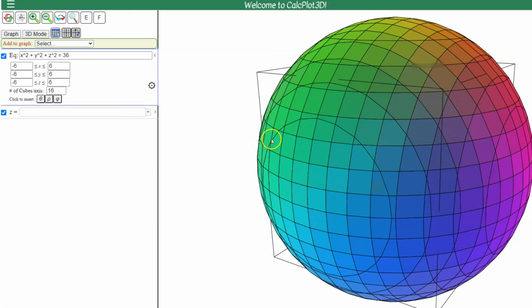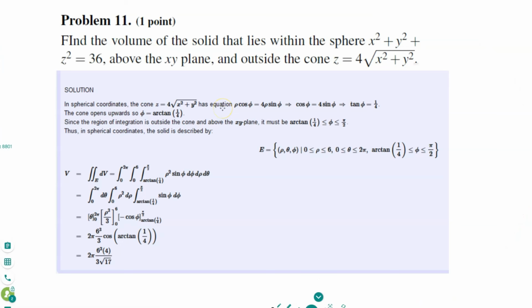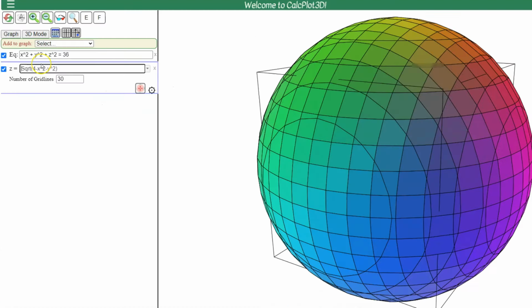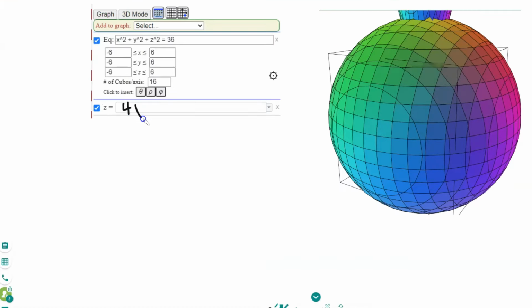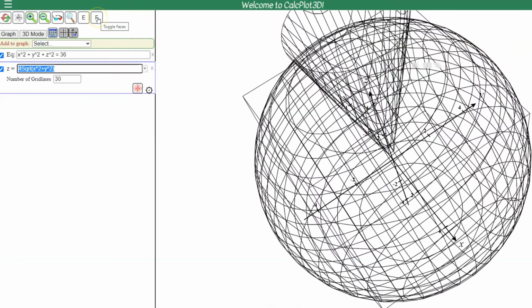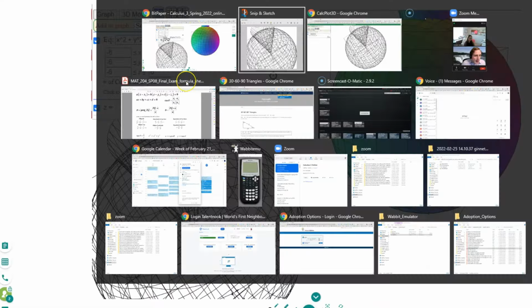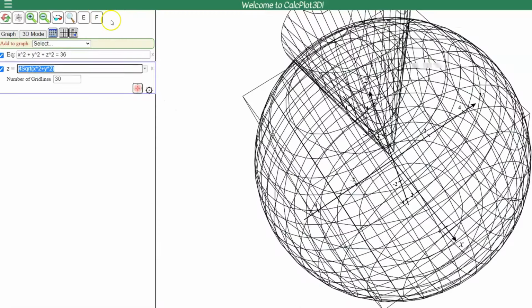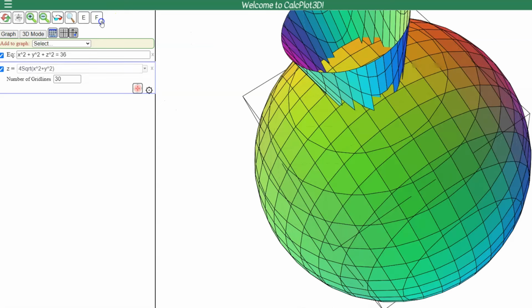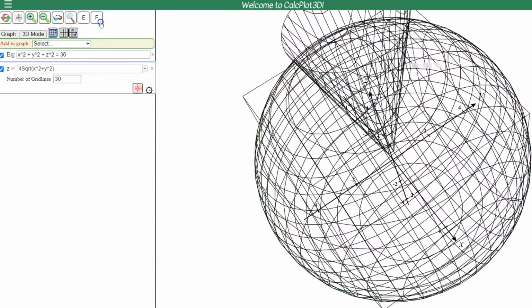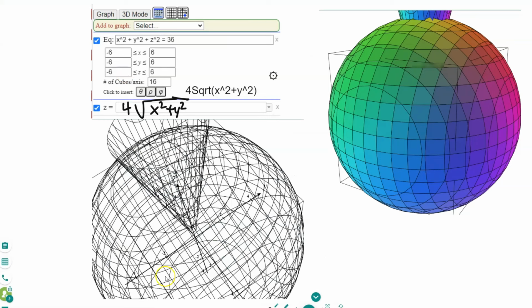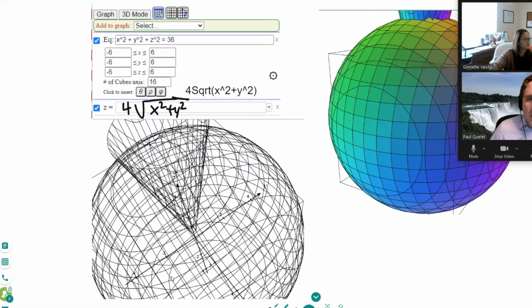So I've got the sphere there first. Then the cone: z equals 4 square root of x squared plus y squared. One of the things I did is I toggled off the faces. I used the option on there, which is the letter F. So I toggled off the colored faces, so it's just kind of like an X-ray view, a wire view.